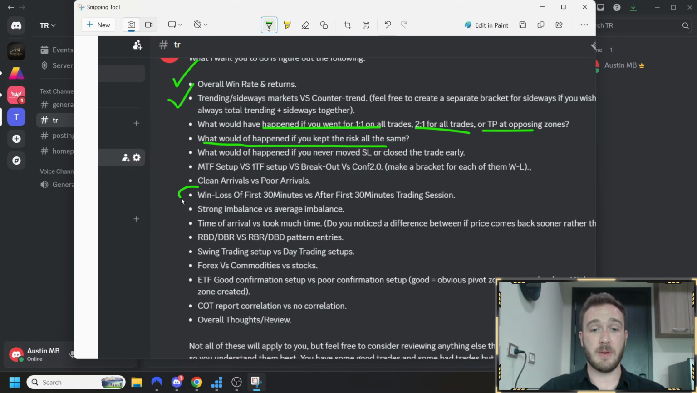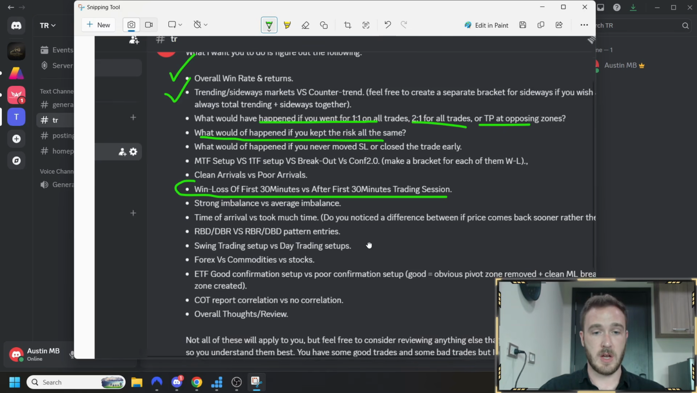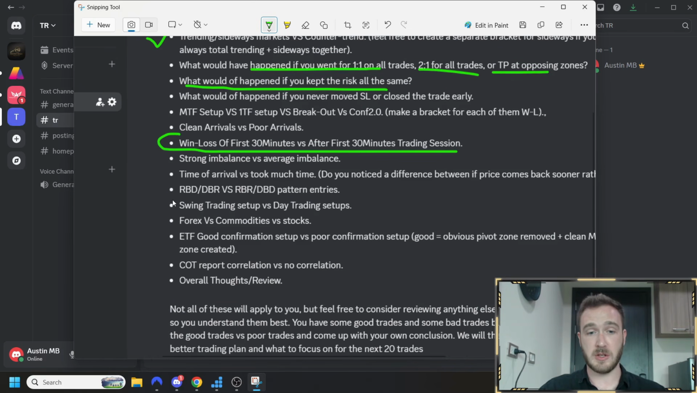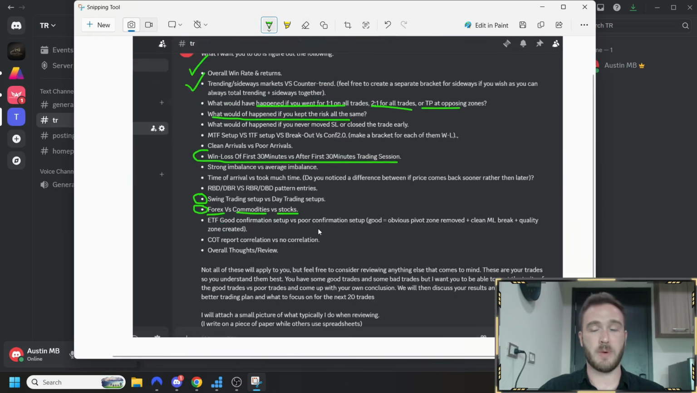How do you trade within the first 30 minutes versus after the first 30 minutes? Do you notice a difference between your swing trades versus your day trades? What about individual markets? Do you trade better in the Forex markets? What about the commodity stocks? These are all things that you can pull from your data, as long as you documented your trades, in order to create a better trading edge. And for a lot of people, this is how you become profitable.